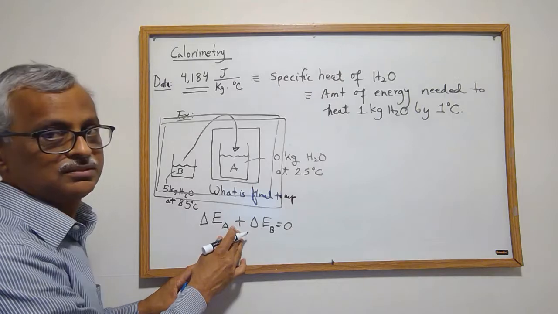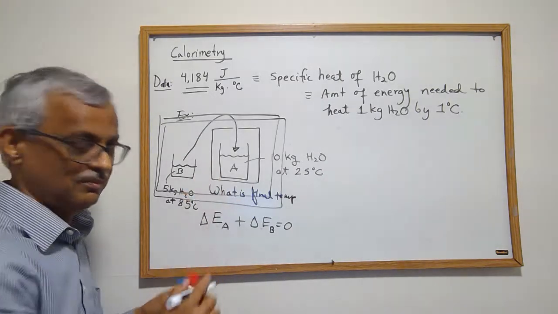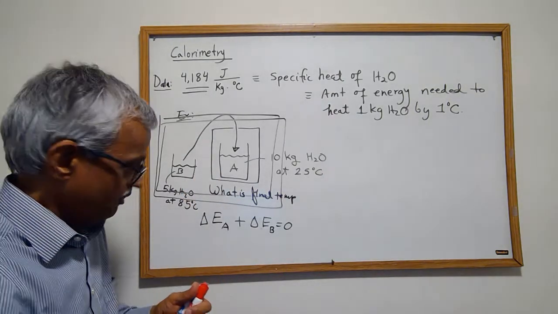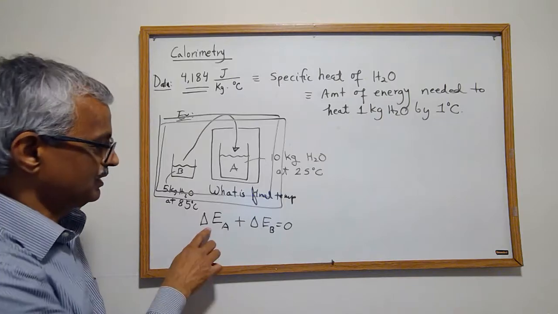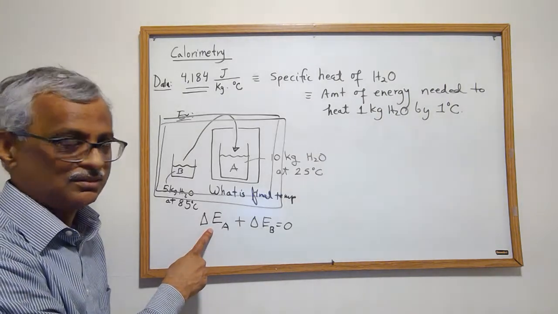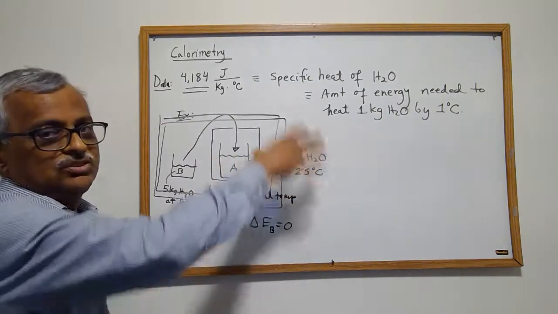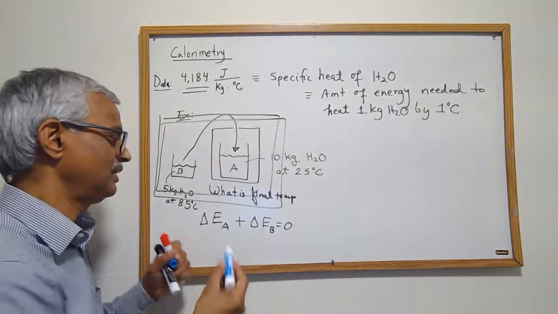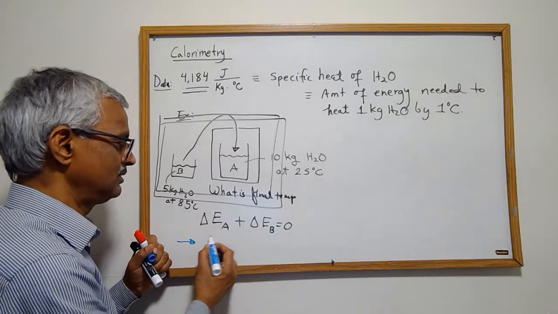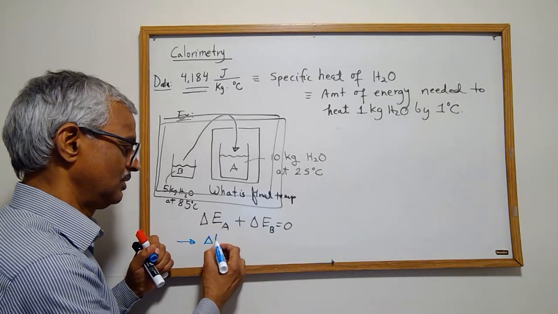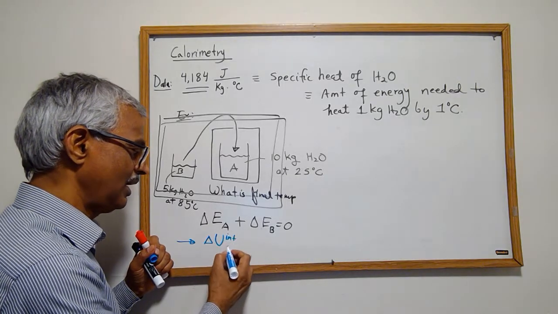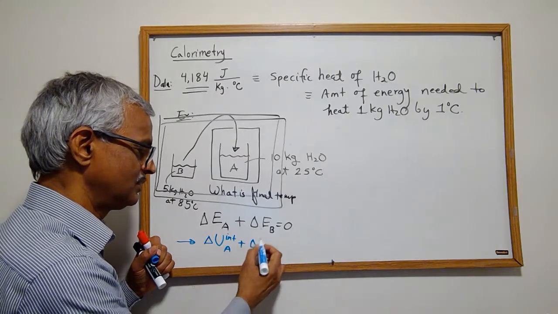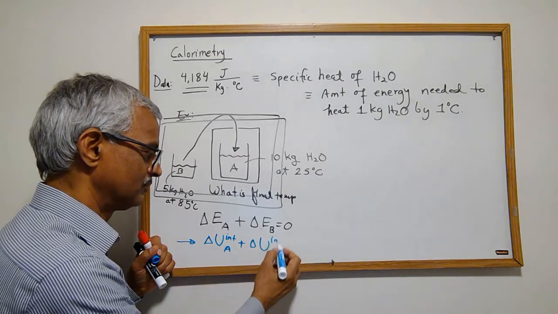I'm going to apply this to this system. The first thing to notice is that this energy here I'm not changing, so they're all internal. So right now I can just say everything is internal: internal A, delta U, internal D.